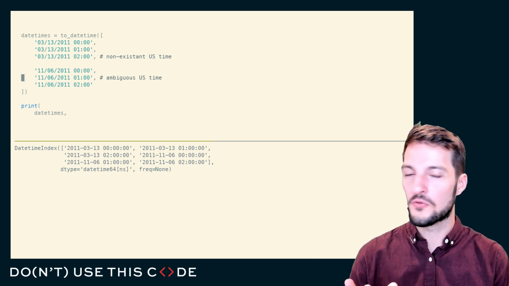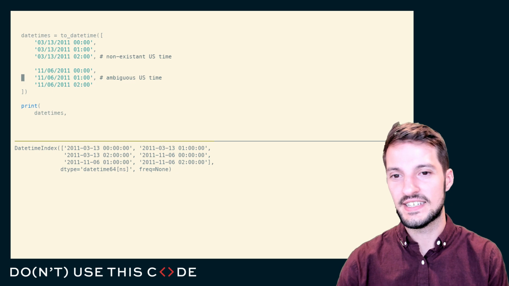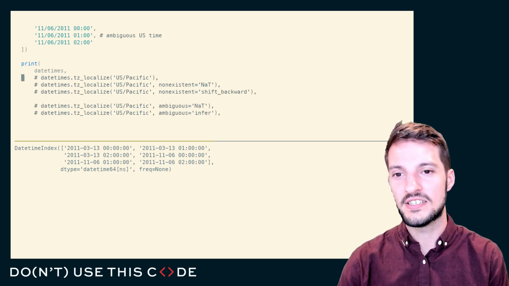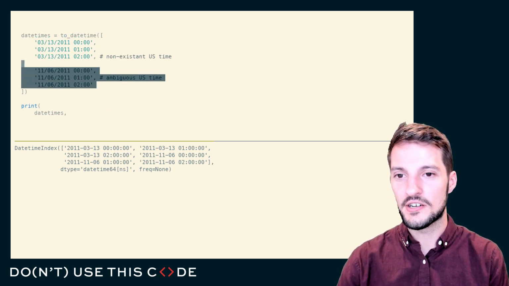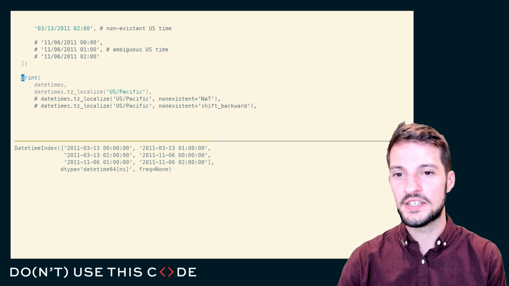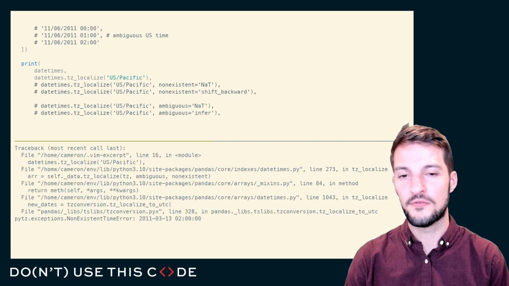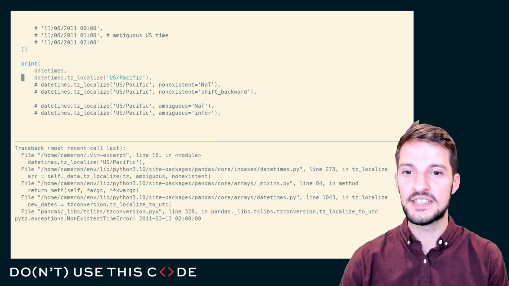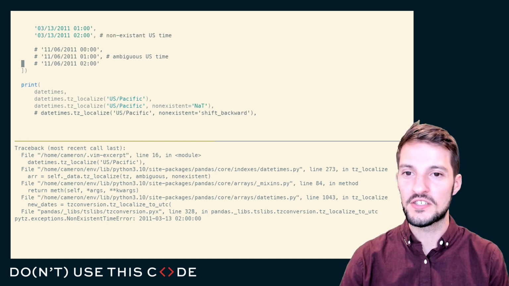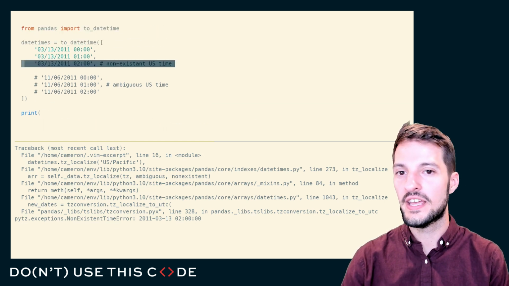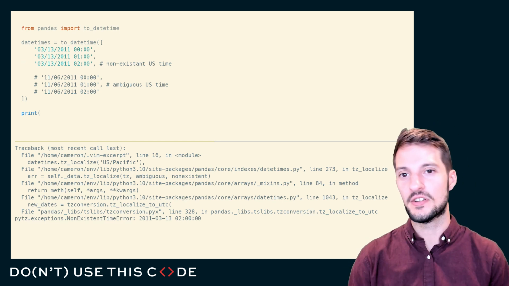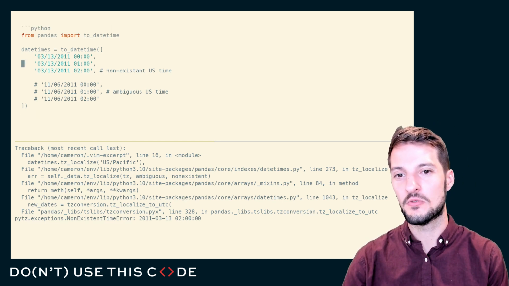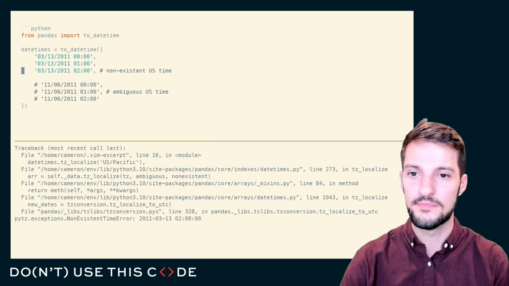But when you're trying to perform time series or datetime aware analyses, this can be a big pain to deal with. And you can see here that if I just take these spring times and try to convert them to a localized US Pacific time, I get a non-existent time error, right? Because 2 a.m. never existed. 2 a.m. and 1 nanosecond after existed, right? Because once our clocks hit 1 a.m., they spring forward.